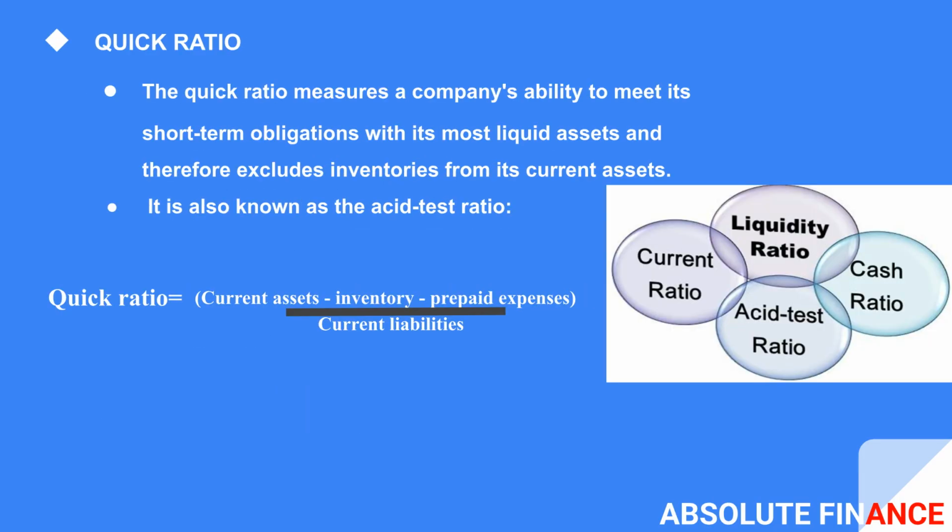The quick ratio measures a company's ability to meet short-term obligations using its most liquid assets, excluding inventories and prepaid expenses. It's also known as the acid test ratio. The formula is current assets minus inventory and prepaid expenses, all divided by current liabilities.